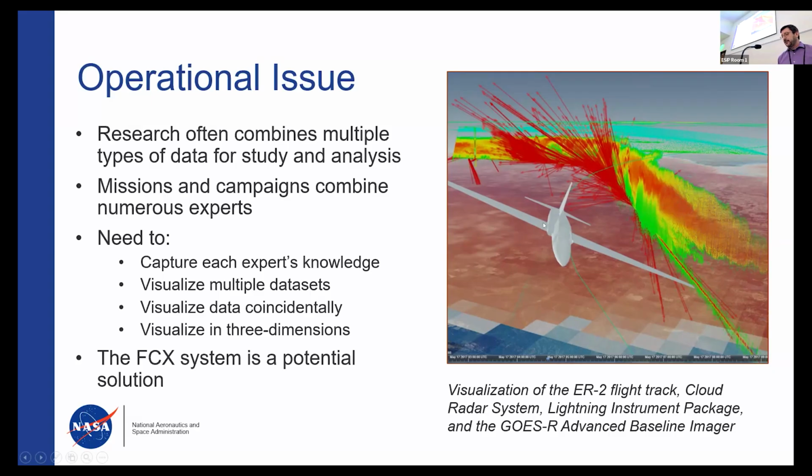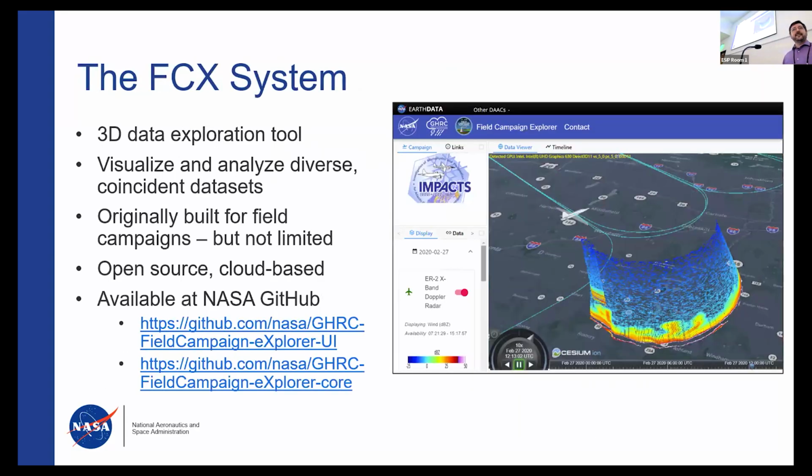Here we have the ER2 flying along, showing us some previous data from the cloud radar system. These red lines represent the electric field within the clouds, things like that. The FCX system, previously known as the Field Campaign Explorer, was designed as a potential solution for this. So what is it exactly? In short, it's a three-dimensional data exploration tool.